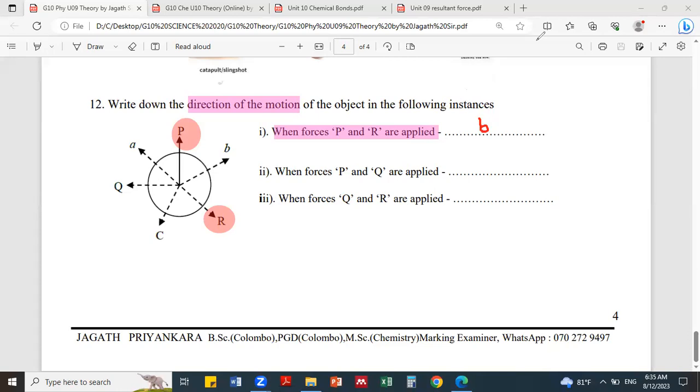When forces P and Q are applied, what is the answer? In which direction is it moving? The ring or object attached to P and Q is moving towards simple A. Right, simple A.